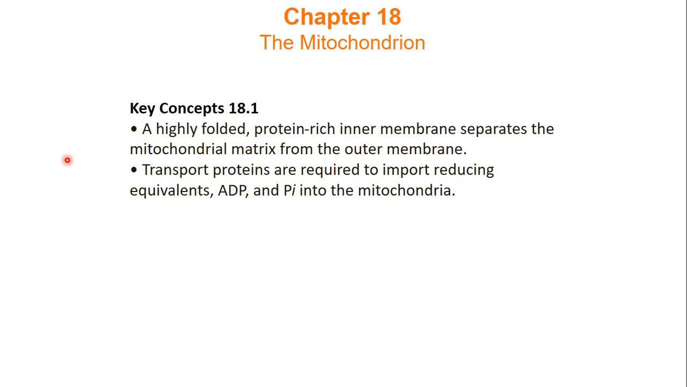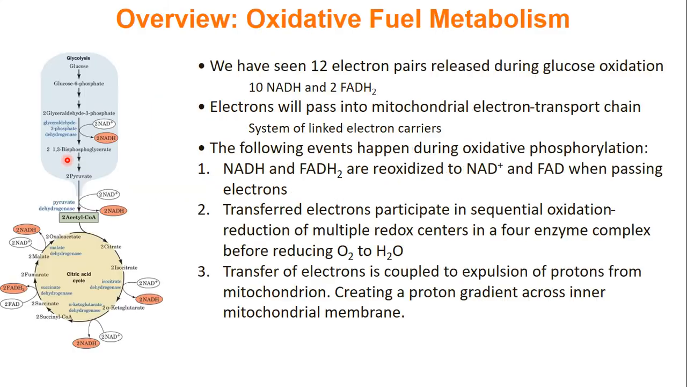In this video, we're going to look at the mitochondria. So far, we have gone through glycolysis and we have gone through the citric acid cycle. And through these processes, we have seen the creation of ATP and GTP and these NADH and FADH2 molecules. Now, these molecules are how we get the majority of energy from breaking down glucose.